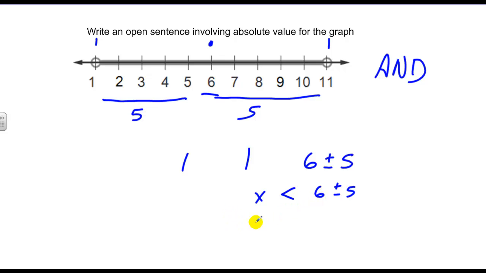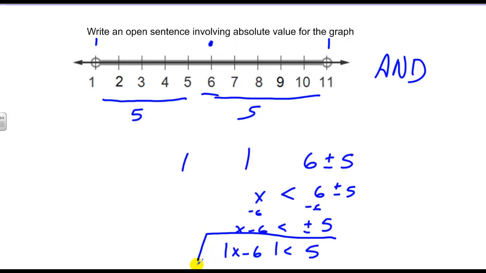Now, if I bring the 6 over by subtracting, I get x minus 6 is less than plus or minus 5. And we know that if we have a plus or minus, that's like using an absolute value. So we're going to take and tack on my absolute value. And since we have the open dots, it's strictly less than, not less than or equal to. And there's our equation. Very similar to the equality problems that we did before. It's just now we have to determine whether it's less than or greater than in the problem.